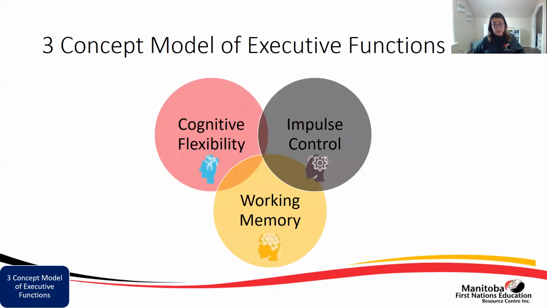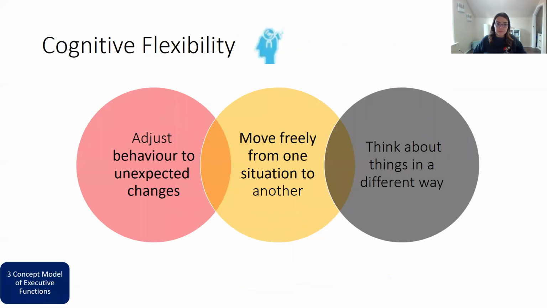So again, that's only one way to conceptualize executive functioning. So cognitive flexibility involves our ability to adjust behavior to unexpected changes. So to be okay when things change, move freely from one situation to another, say you're moving from play to homework or play to school, and then think about things in a different way. So that'd be coming up with different answers, knowing that there's more than one solution to every problem, that kind of thing.